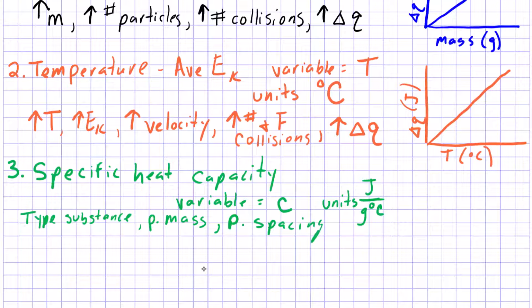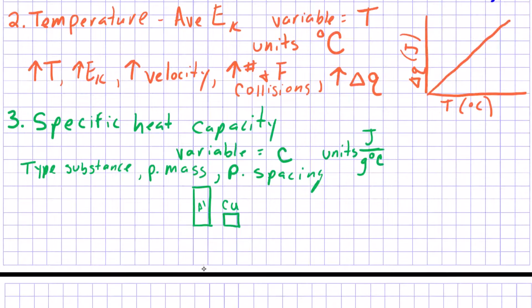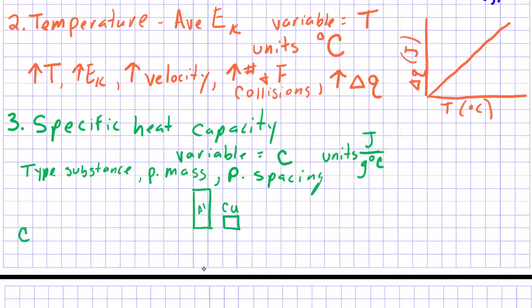And so when we talk about this, for example, if I have aluminum and I have copper, we know that aluminum is less dense than copper. So there's going to be more space between the particles than there is in copper. So if I'm comparing aluminum to copper, then I know that with my copper, I would have a higher particle mass. And remember, how can we determine the particle mass? We look on the periodic table.